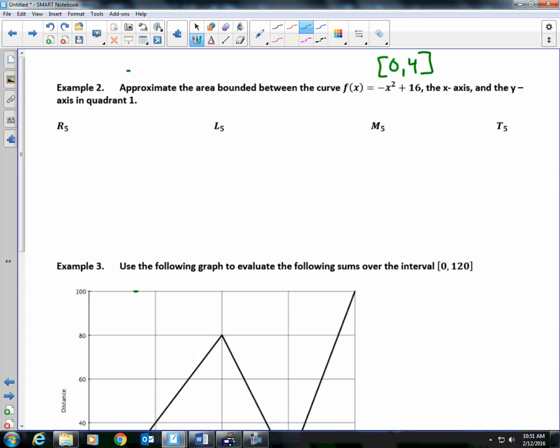You could, but it states here that we just want quadrant 1, because of the restrictions that were placed on the problem originally. Okay, what is the width of our interval? 4. How many rectangles are we dividing into? 5. So what would be the width of each rectangle? 4/5.